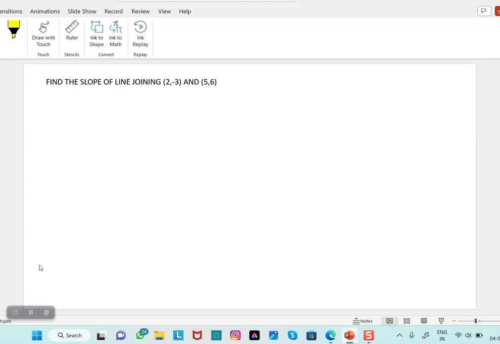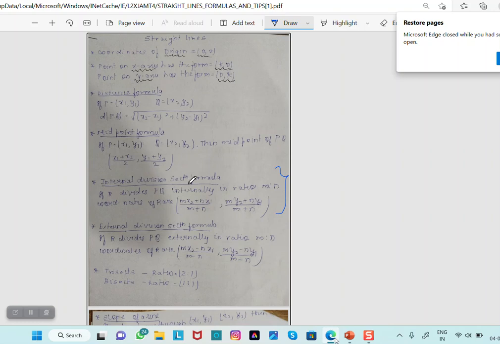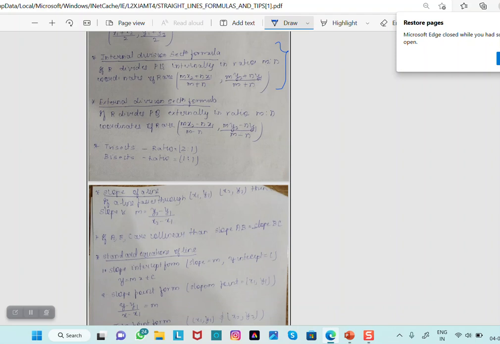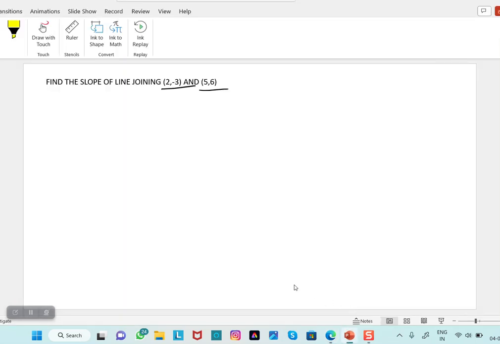Now we proceed to the next problem. The next problem is, find the slope of the line joining these 2 points. For this we have to use the slope formula, which is given over here. If a line passes through 2 points x1, y1 and x2, y2, the slope formula is m is equal to y2 minus y1 upon x2 minus x1. So to find the slope, we use m is equal to y2 minus y1 upon x2 minus x1.